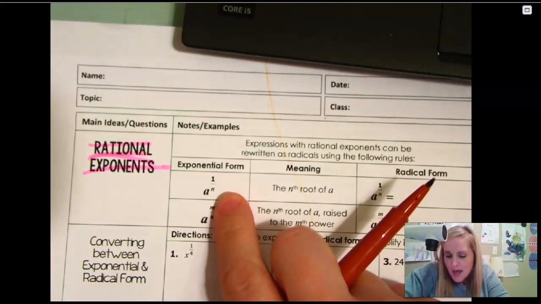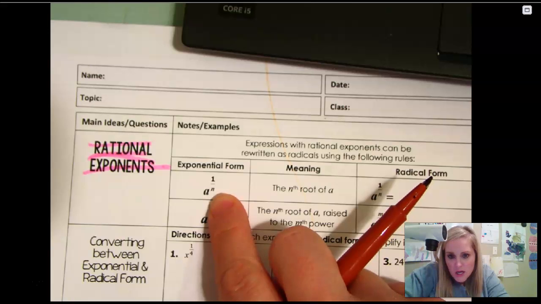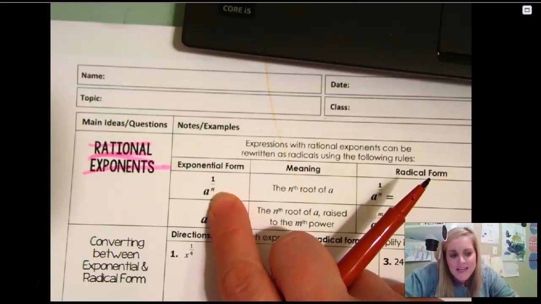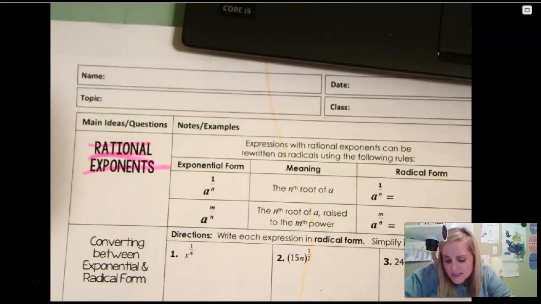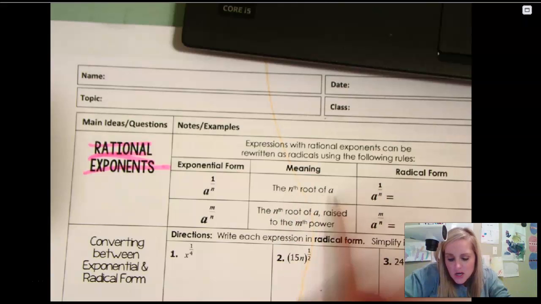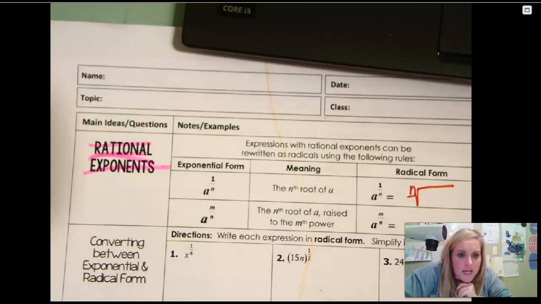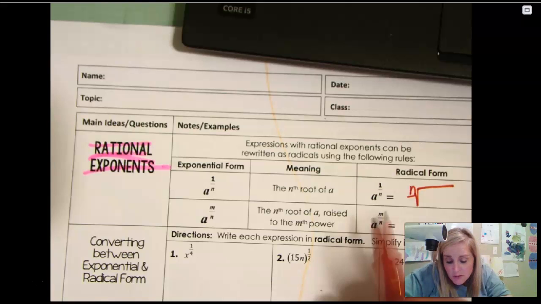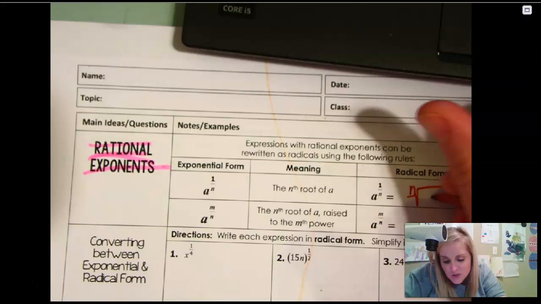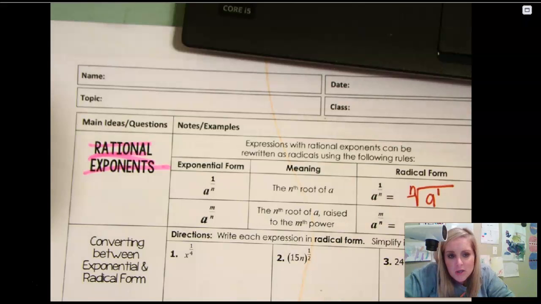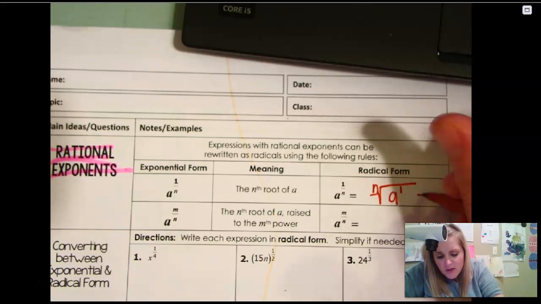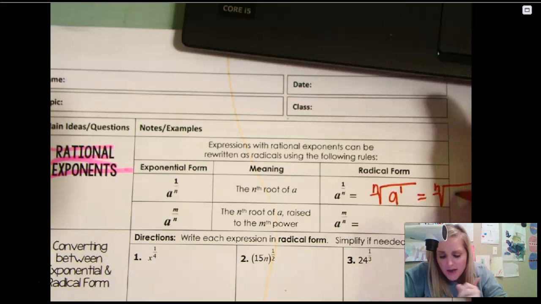So if you have a base raised to 1 over the n power, the n is going to represent the index of your radical. So it says the nth root of a. So if you get this, a to the 1 over n, what you really have is a radical with an index that's n. So whatever the bottom is going to be your index. A is your number, and then whatever's on top is your exponent. So in this case, it would just be 1. So really, we would just write that as the nth root of a.